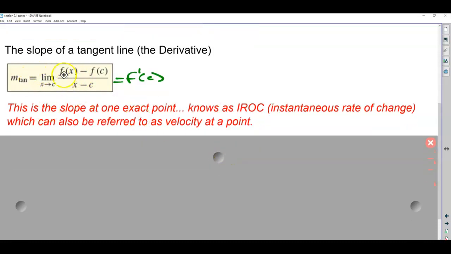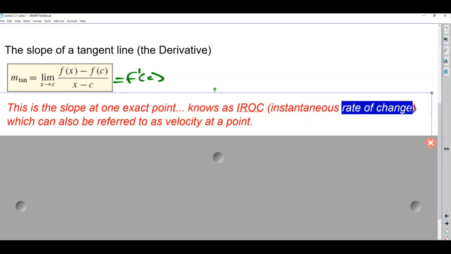But a couple things to think of. What is this new notation if I use the limit? That's the slope at exactly 1 point. How do we find the slope at 1 point? We need 2 points to find slope from algebra. In calculus, we can do it with 1 with the concept of the limit. This is known as IROC, or instantaneous rate of change. I believe our textbook commonly refers to it just as rate of change, and they'll give you a single point. But if you see the words instantaneous rate of change, that's our idea of the derivative.